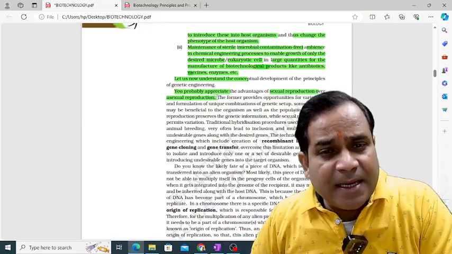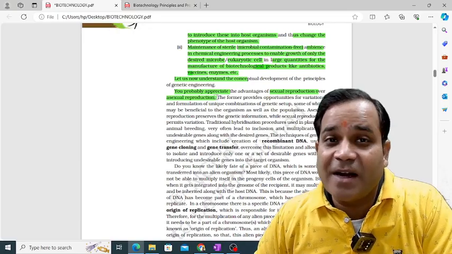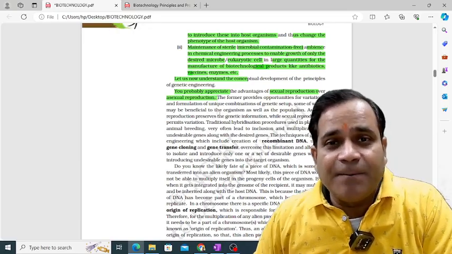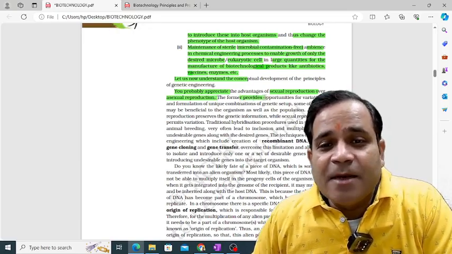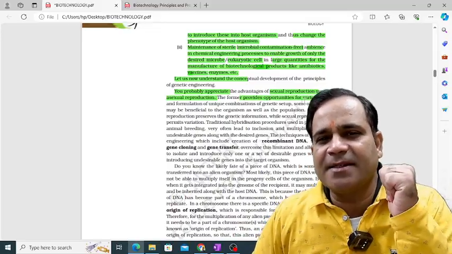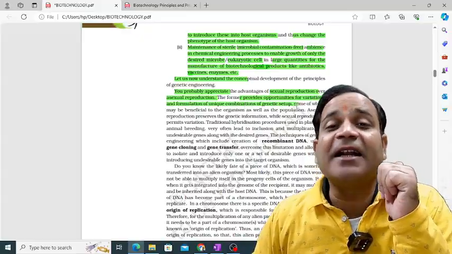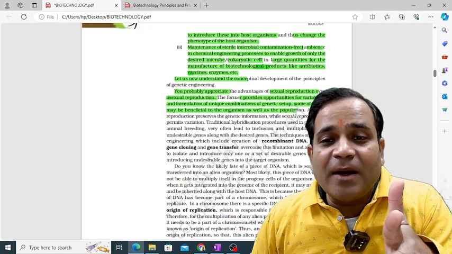So that's why I'm saying here that we probably appreciate the advantage of what? Sexual reproduction over asexual reproduction. Here sexual reproduction provides opportunity for variation. See, this one line is given in NCERT: and formulation of unique combination of genetic setup. Getting my point?